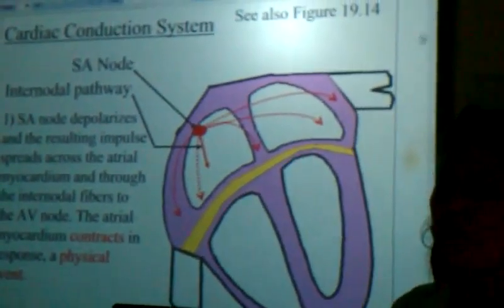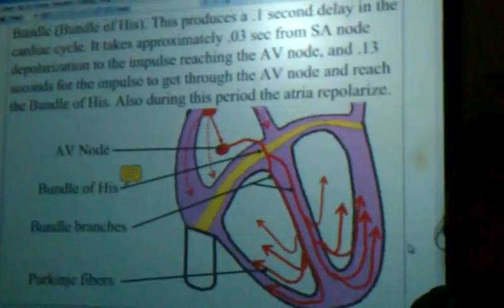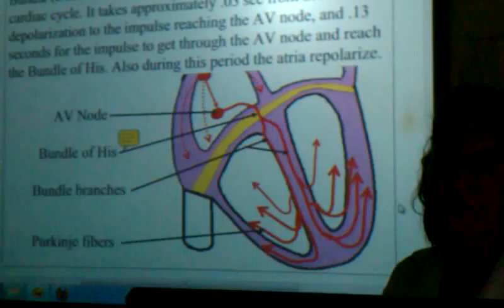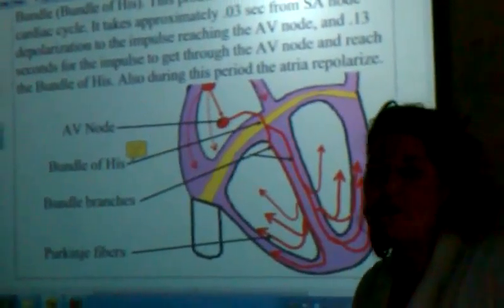Now let me show you the whole conduction system, and then we'll go through it piece by piece. Yes, I know. I just want to... It's all right. I'll go back. I'm going to go back.